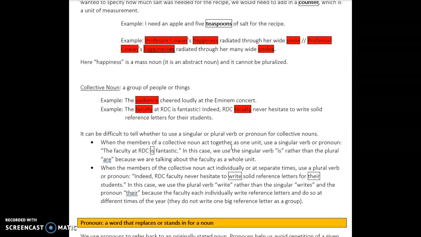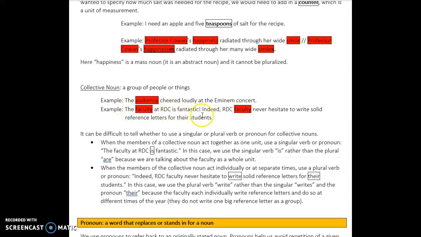Okay, collective nouns. These can also be quite tricky, but they refer to a group of people or things as one. So for example, the audience cheered loudly at the Eminem concert. The audience here is composed of multiple individual audience members, but we talk about them as a whole, as a group. Let's take another more difficult example.